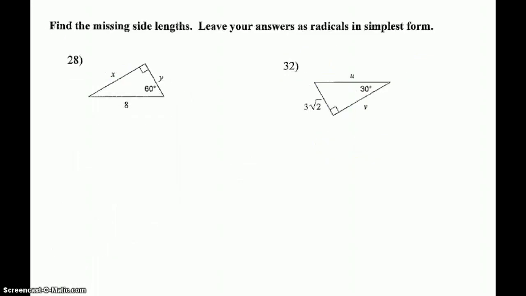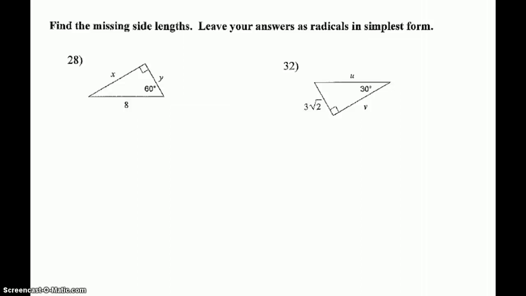Next set we're going to do obviously deals with special right triangles. You've only got one side, you've got an angle marked, and you have a side. The directions say find the missing side lengths. Leave your answers as radicals in simplest form. This is a clue that we're definitely not using trig. When we use trig, we get decimal answers. When you use special right triangles, we're going to have simplified radical answers.